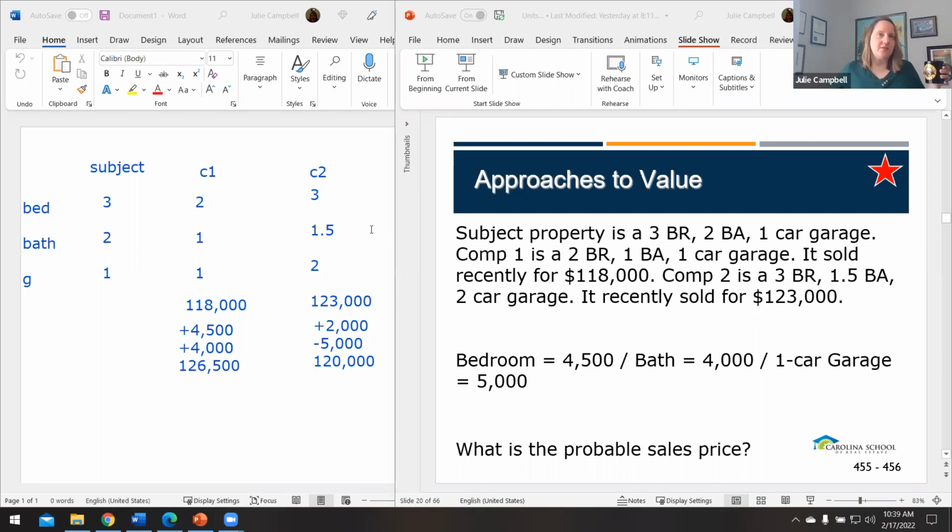You and I would give this as a range. Remember, we would report this as a range. The appraiser is going to give a value. Any questions on this? Is this good with everybody? Never, ever adjust the subject. You always adjust the comps to match the subject.